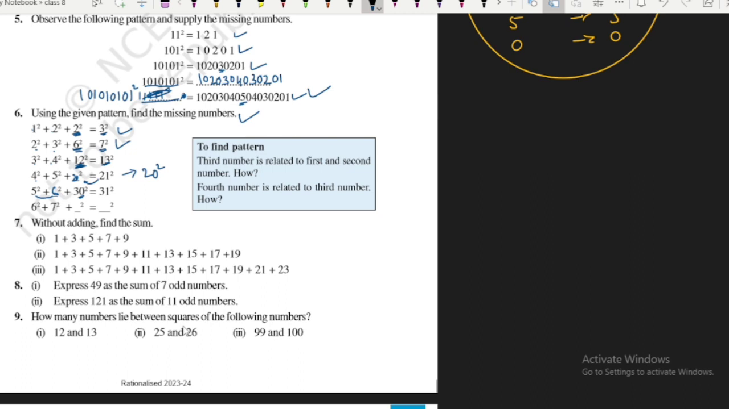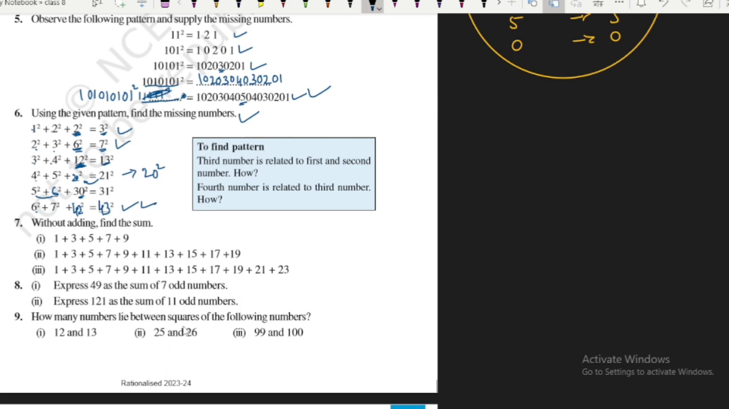Then what about the next one? Here it is 6 into 7, which is 42 square. Here it is 43 square. In this way we can write the answer. You have to find the relation between the numbers so that you can get the answer.